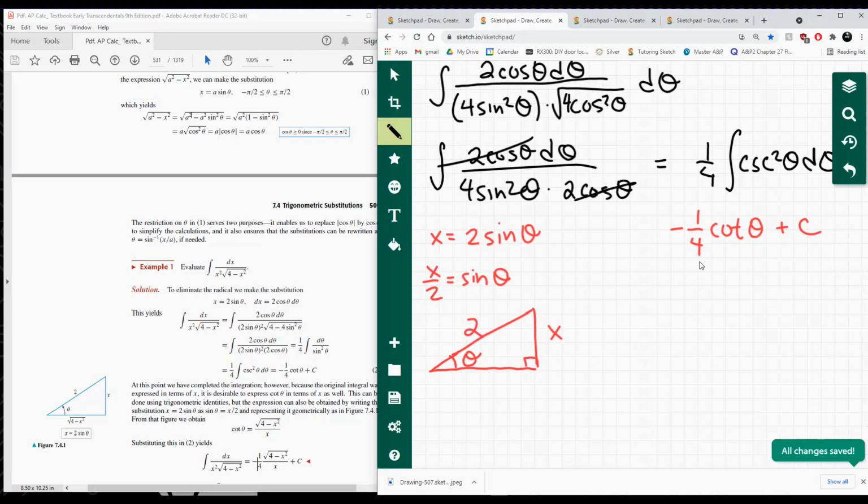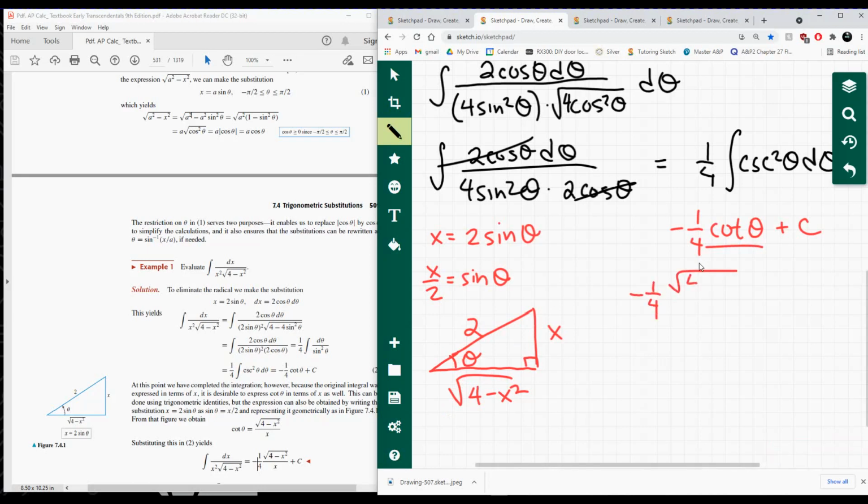If we do 2 squared minus x squared square rooted, then we get the square root of 4 minus x squared. And so the cotangent of this particular triangle would be the adjacent over the opposite side, so that our answer is going to be negative 1/4 square root of 4 minus x squared all over x plus c, as we see from the answer here.